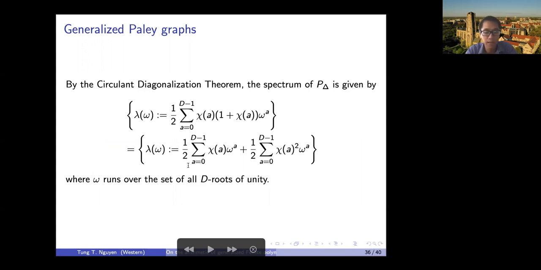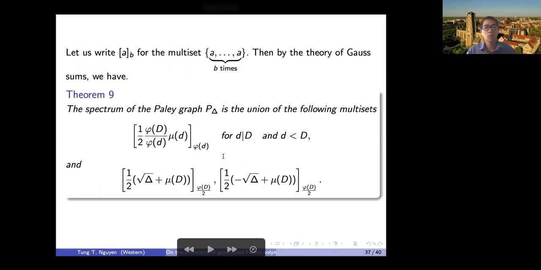The first term here is actually the Gauss sum I mentioned earlier. This one is basically the sum of roots of unity. So both sums are known for quadratic characters, so we can simplify it. So if I write (a, b) for the multiset where a appears b times, then the spectrum of this graph is given by the following multiset.